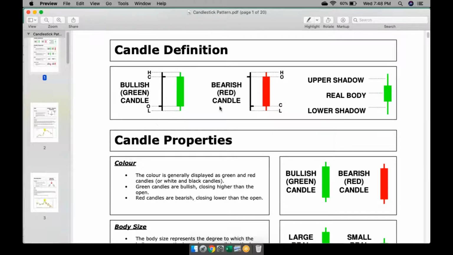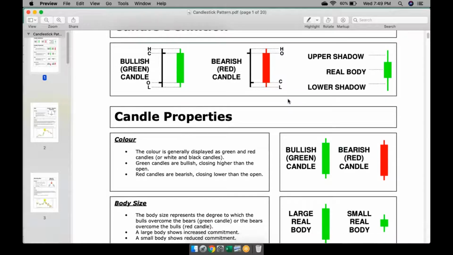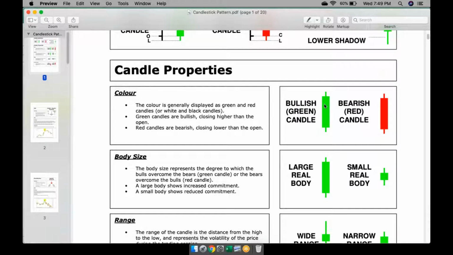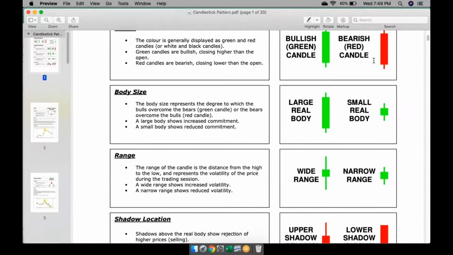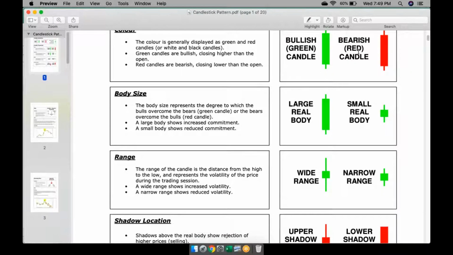It's like a recap. Whatever we have learned is here. It's a bullish green candle, that means uptrend. It's a bearish red candle, that means downtrend. Upper shadow, lower shadow, real body. Next, candlestick properties. A green candle indicates an uptrend, a red candle indicates a downtrend. Uptrend candles will be green or blue, downtrend candles red or pink. Mostly you can see red and green.